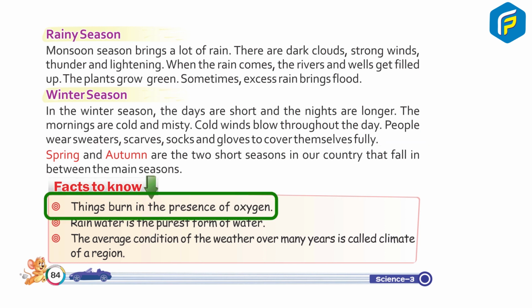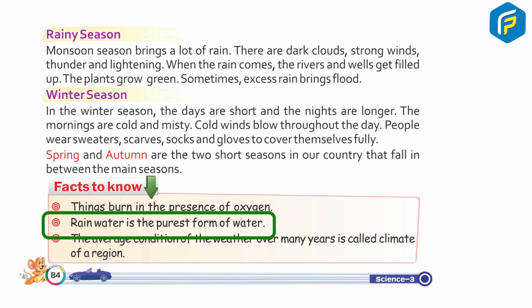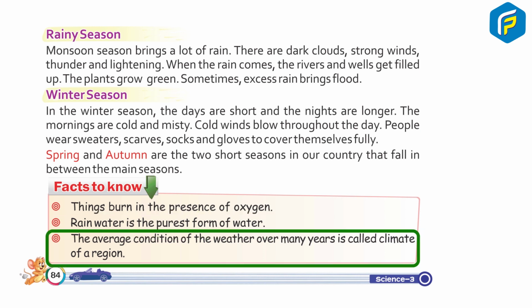Facts to know. Things burn in the presence of oxygen. Rainwater is the purest form of water. The average condition of the weather over many years is called climate of a region.